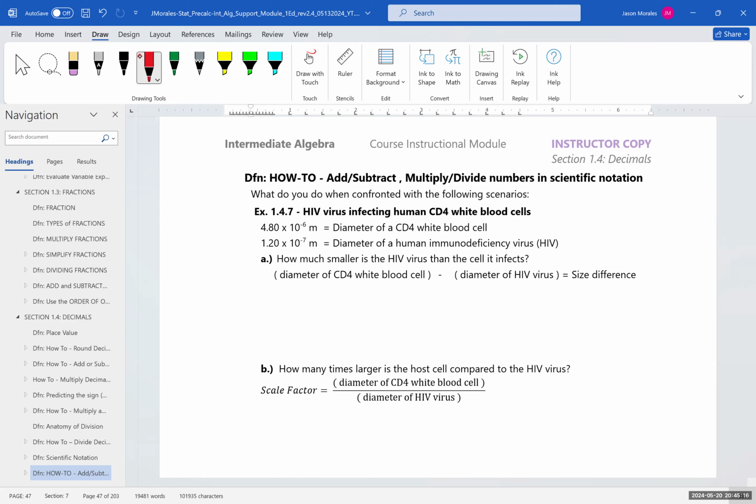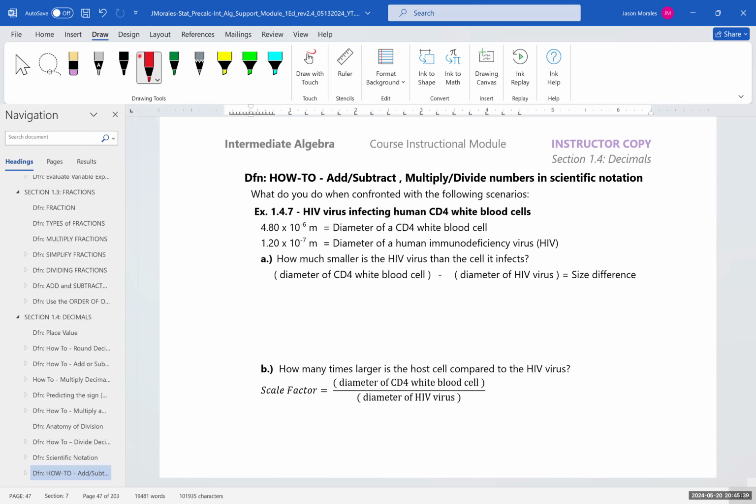Adding and subtracting, you can treat the same, as well as multiplying and dividing, you can kind of treat that the same. So I'm just going to give an example of subtraction and an example of division, as far as how you begin to work with scientific notation. So let's look at this first example. So this is example 147.